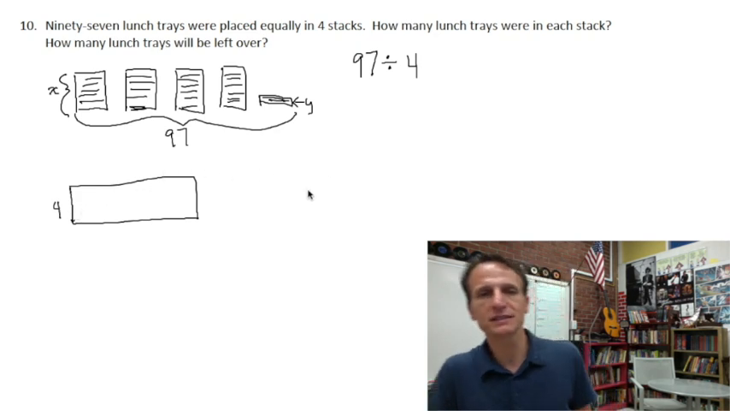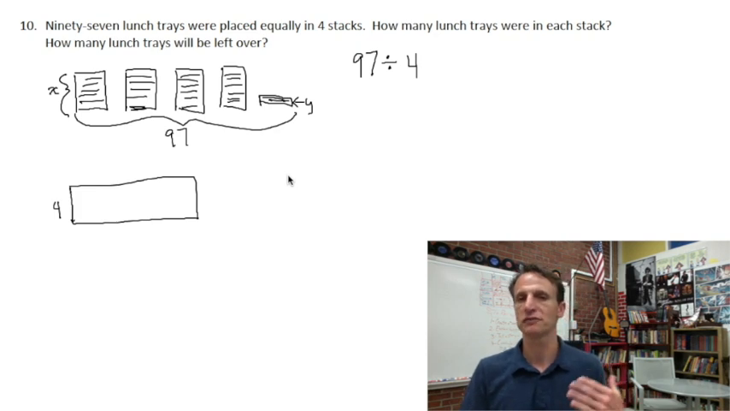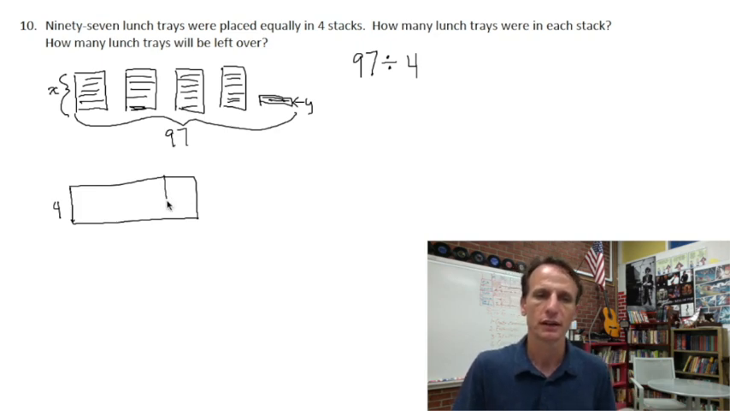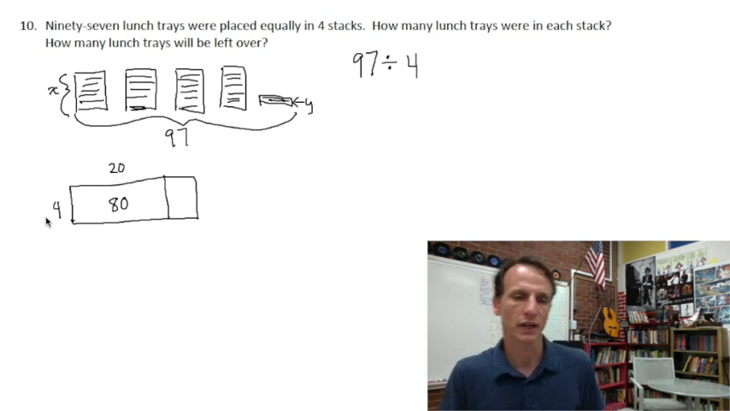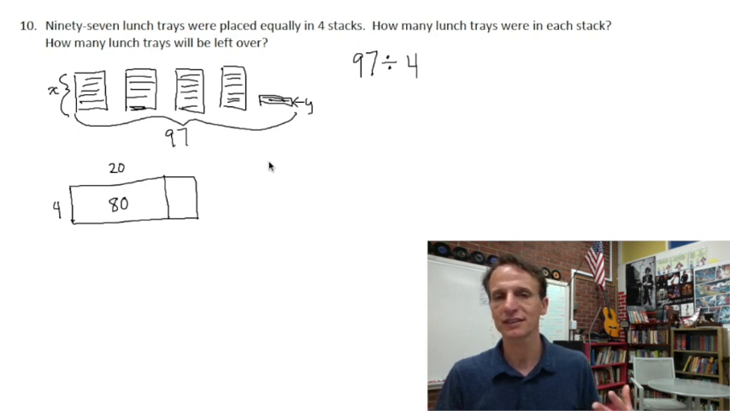Now, how many tens of 4 in 97? Well, I'm going to skip count by 40s. 40, 80, 120, wait, hold on, 40, 80. That's as far as I can go. Because 4 times 20 is 80, or 80 divided by 4, you could say, or 4 times what is 80. Now that leaves me, from the 97 lunch trays, with 17.